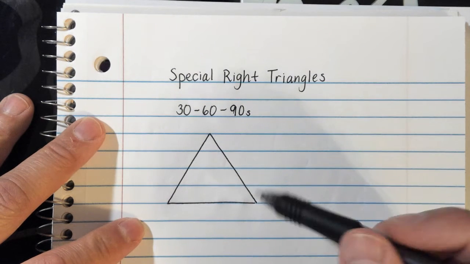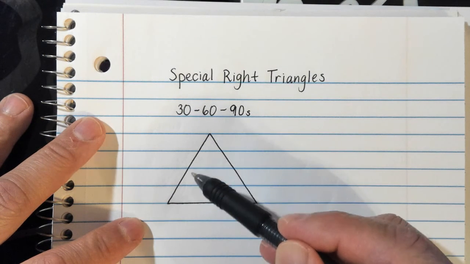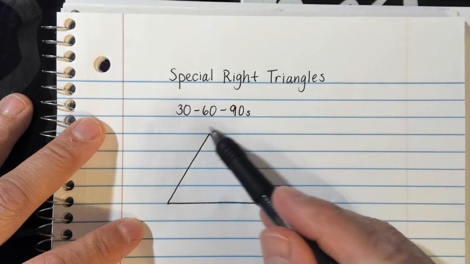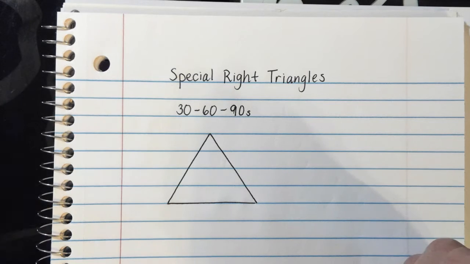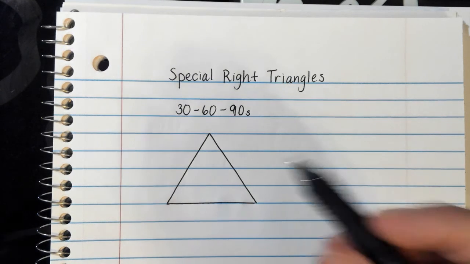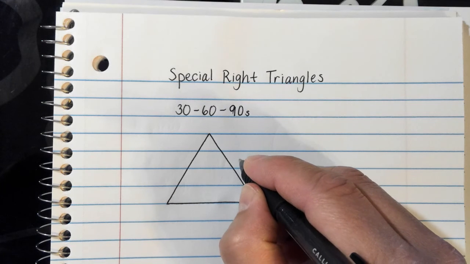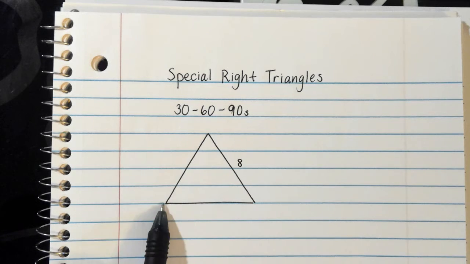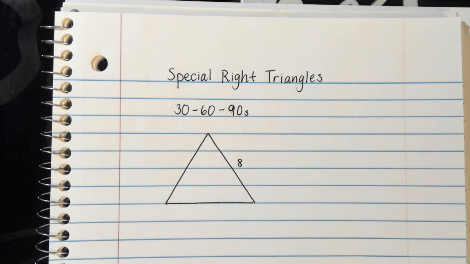Equilateral triangles, if you recall, every angle is 60 degrees. 60, 60, 60. Every side is congruent. So, let's say I say that this side is 8. That means all the sides are 8. Yeah?